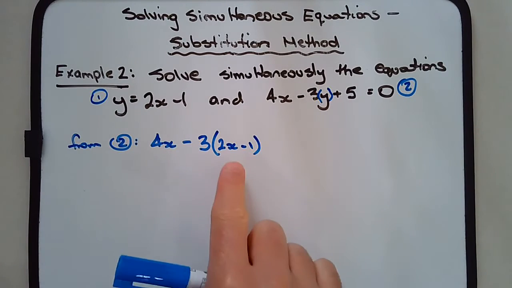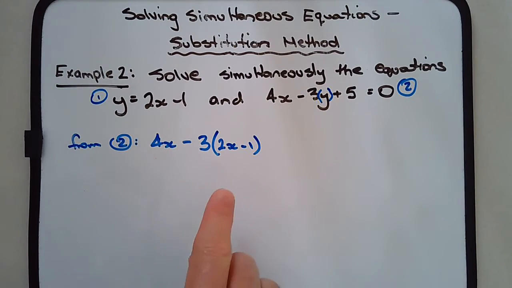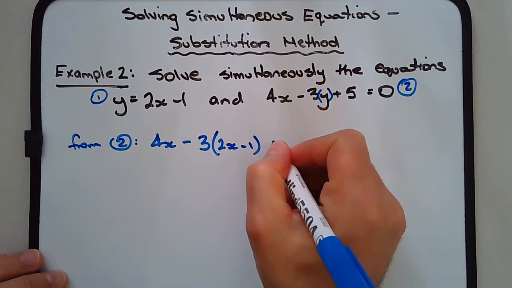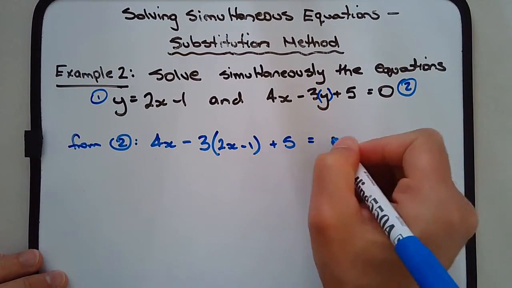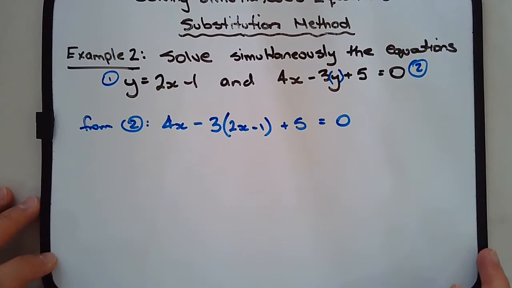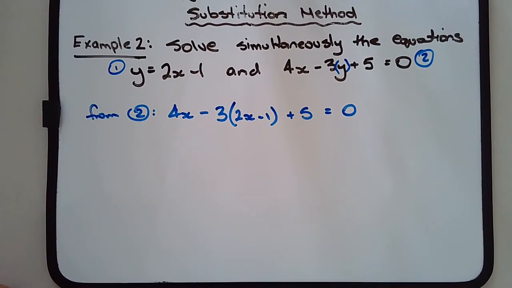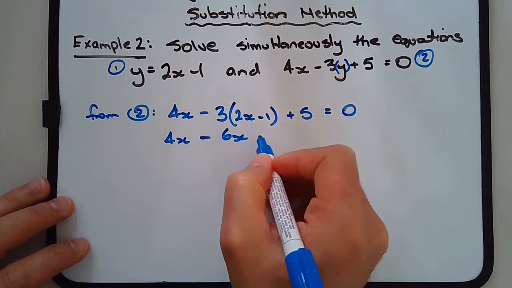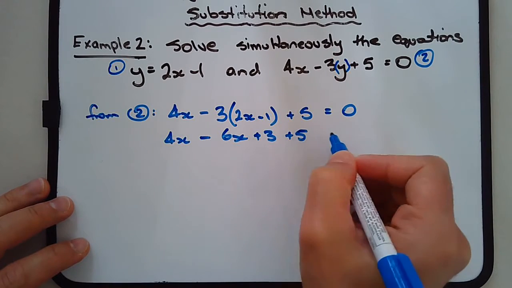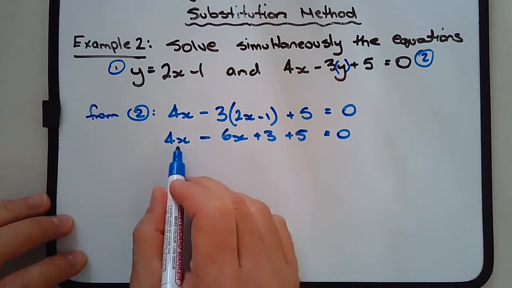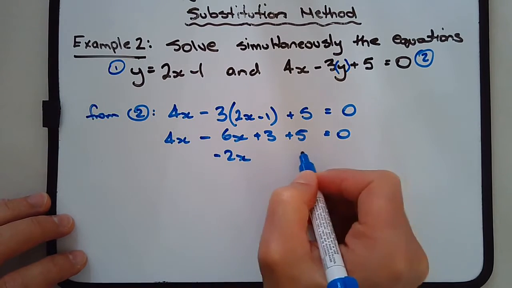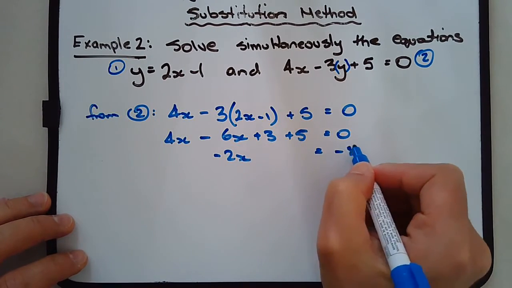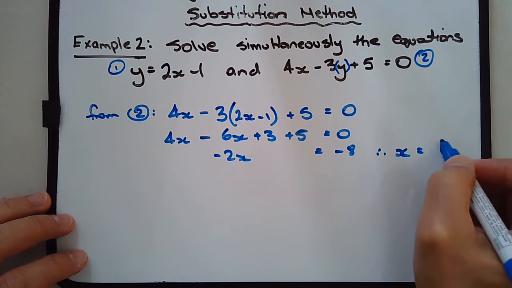So I'm going to substitute 2x minus 1 for the pronumeral y. And let's write the rest of equation number 2. So that's plus 5 equals 0. Now I have one equation with one type of pronumeral, and hopefully that should solve nicely. Let's expand the brackets. So 4x minus 6x plus 3 plus 5 equals 0. Okay, so 4x minus 6x, I've got negative 2x is equal to negative 8. And therefore x is equal to 4.